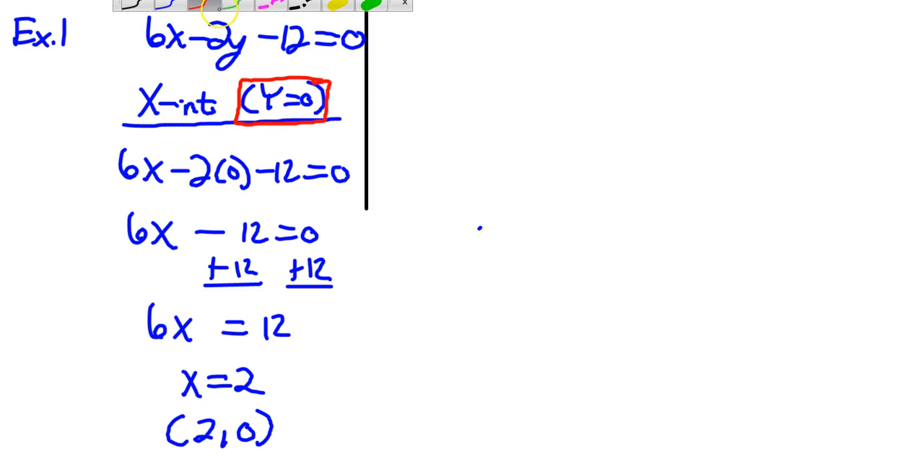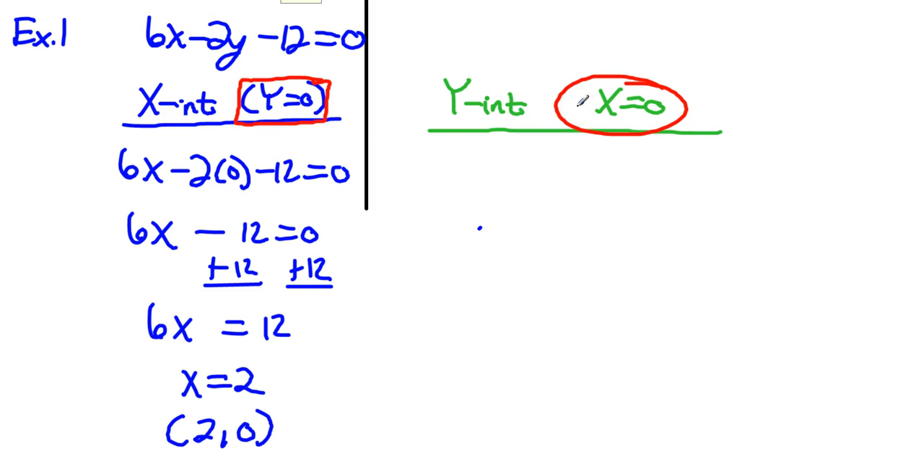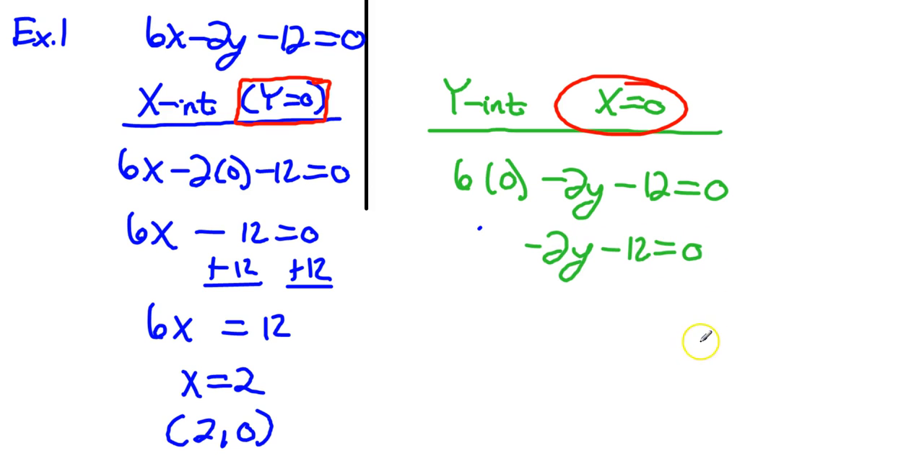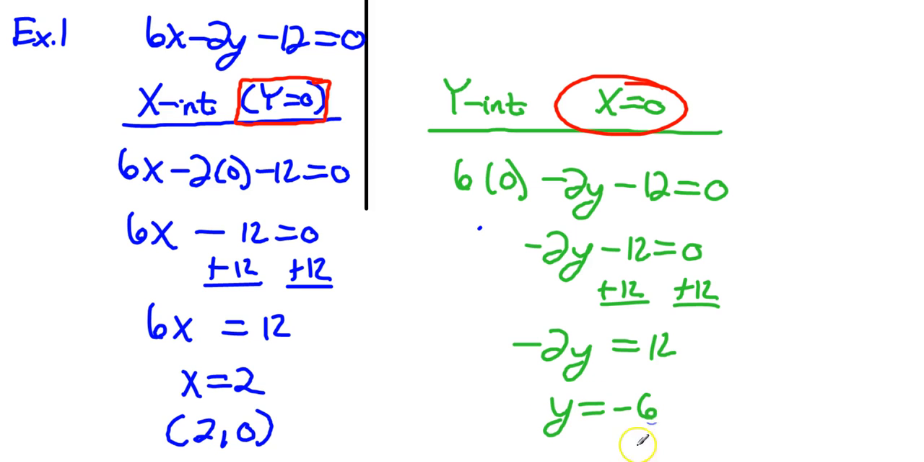For the y-intercept, exact same setup, but this time you're going to plug in x equals 0. So now we're going to have 6 times 0 minus 2y minus 12 equals 0. Again, that part will go to 0, so that part's going away. You're left with negative 2y minus 12 equals 0. Add the 12 back over. Divide by the negative 2, so your y value would be at negative 6.